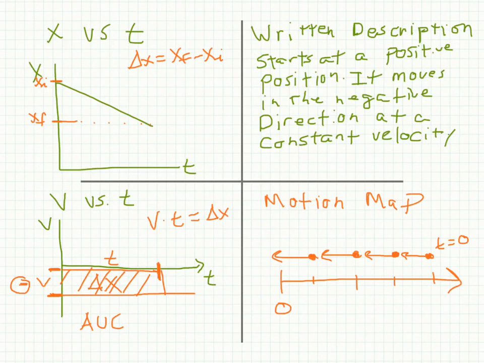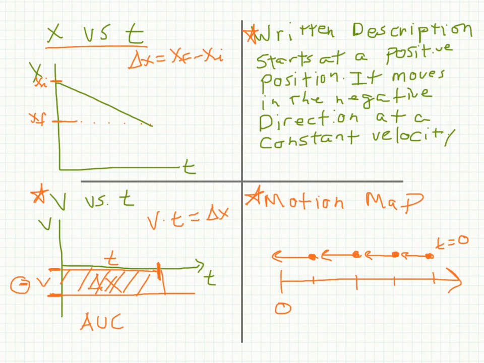And so here what we have is a position versus time graph. The position versus time graph allowed us to write a written description, it allowed us to make a v versus t graph, and it allowed us to make a motion map. Now, in the future, what you're going to be asked to do is you're going to be given any one of these and be asked to make the other 3. So that's something that you need to be prepared for. Today we started here with a position versus time graph, and we wrote a description, made a v versus t, and made a motion map.